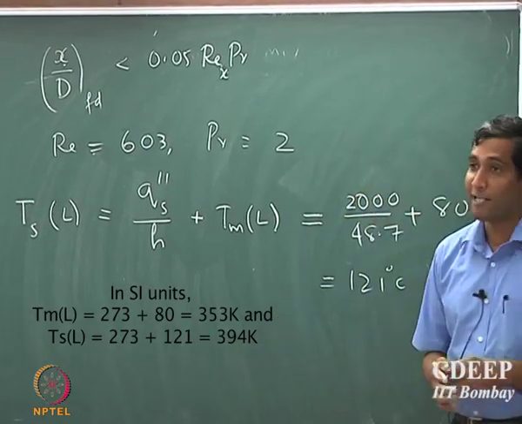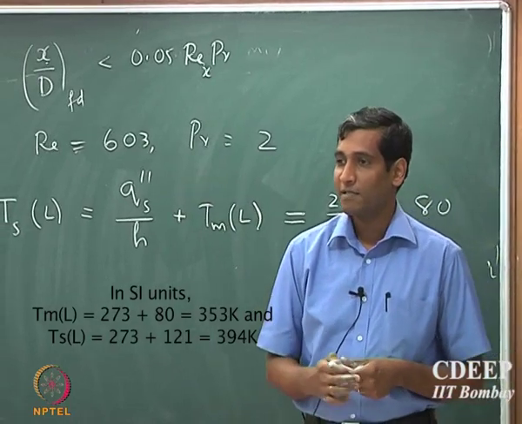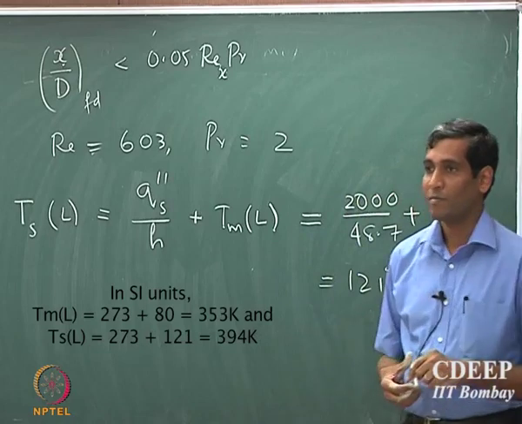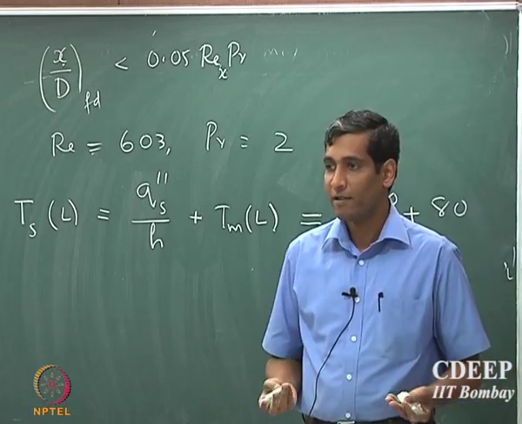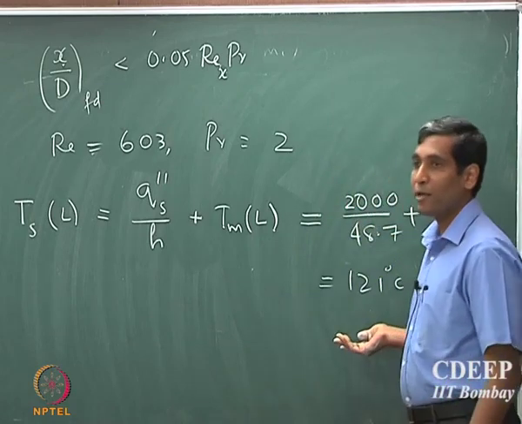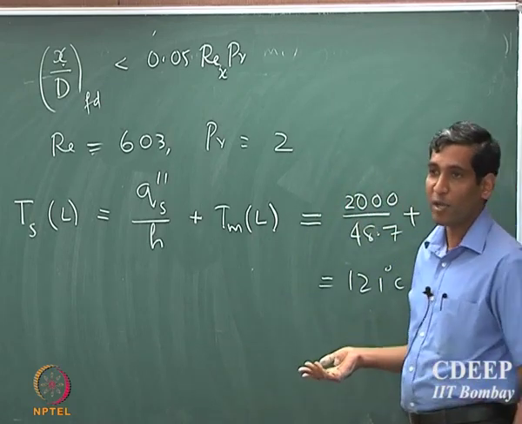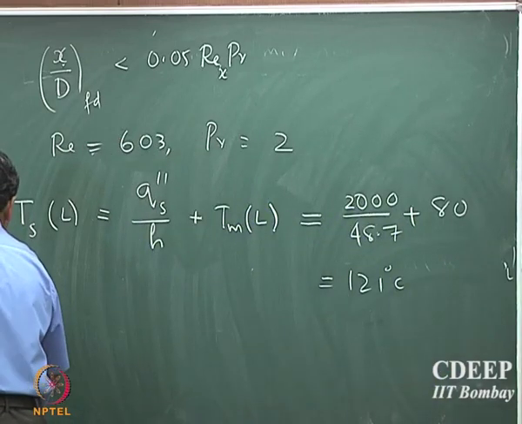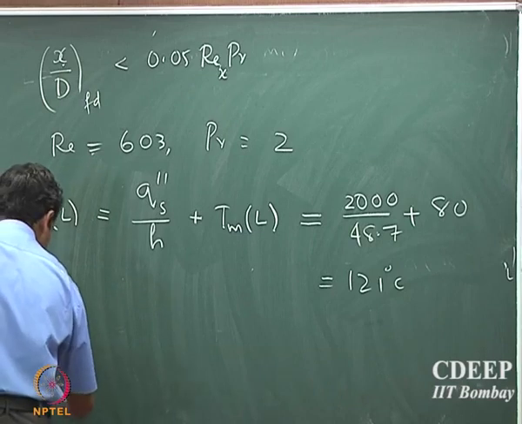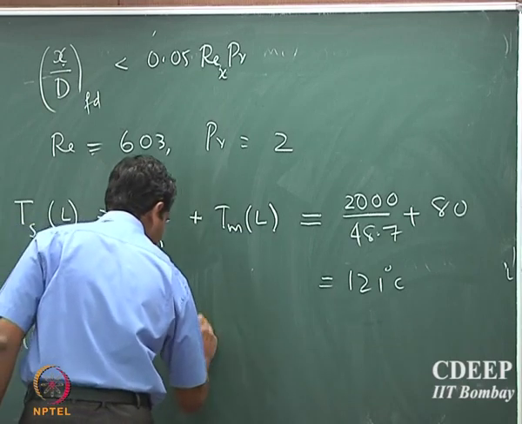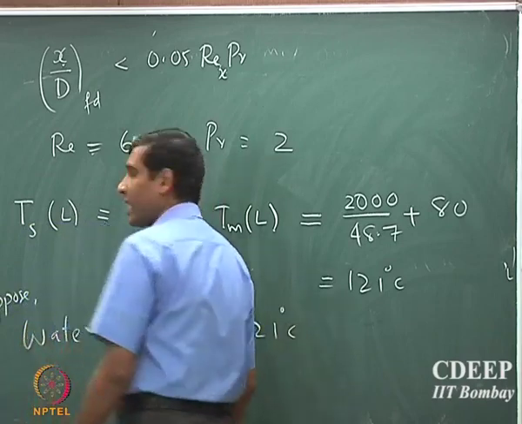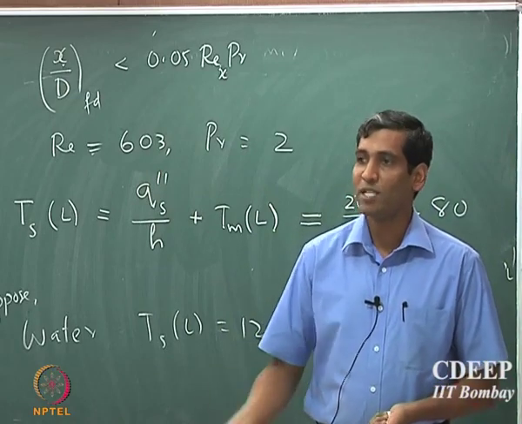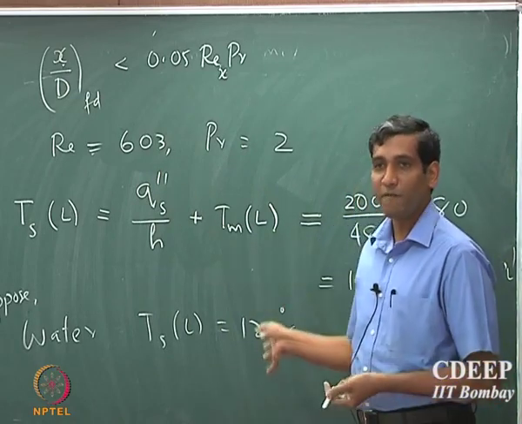Now suppose it is water, I didn't tell you which fluid is going inside. Suppose it is water, is it a reasonable temperature? No. Why? It's above the boiling point of water. So supposing the fluid that is going inside is water, then Ts of L equal to 121 is quite unreasonable. You would expect that the water would have actually boiled at that time, you will see vapors. So all your calculations will fall apart.